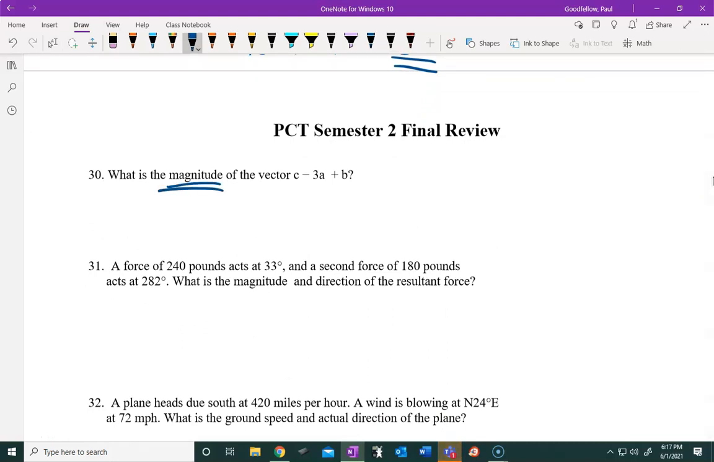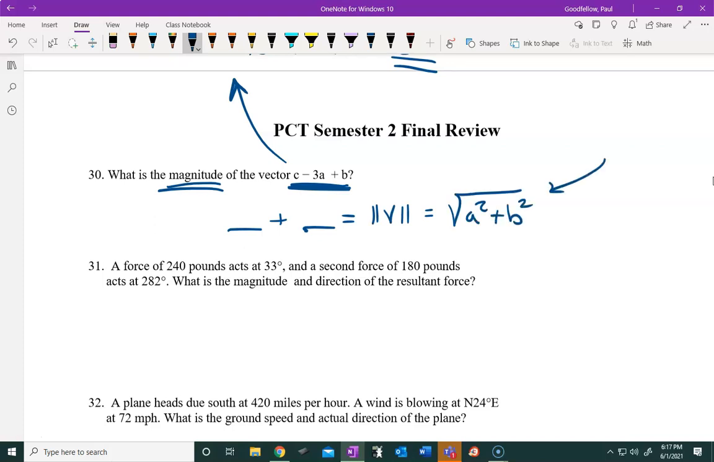Finding a magnitude of a vector, this is very similar to the question that you saw up above, but ultimately, once you ended up getting that vector, whatever it happens to be, its magnitude would be the square root of a squared plus b squared. And we did this so many times that that should be pretty automatic at this point in time.